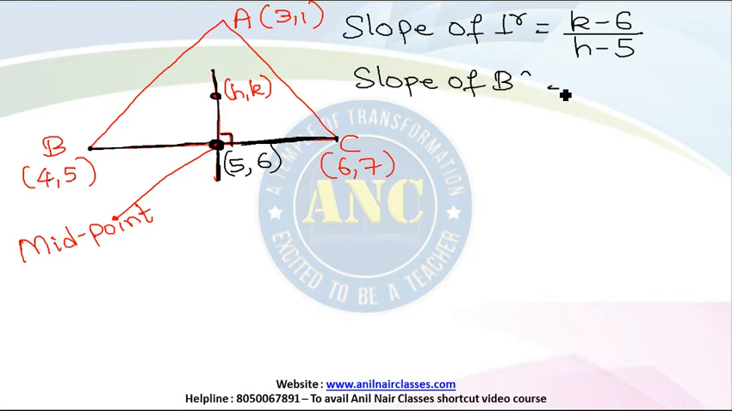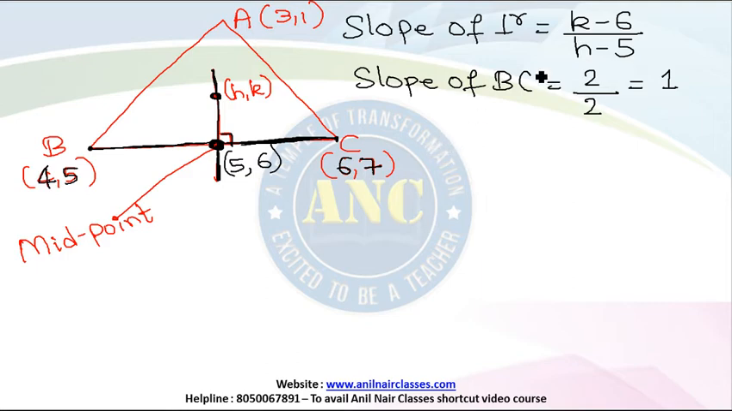Slope of BC is again y2 minus y1, it is 7 minus 5, which is nothing but 2, divided by x2 minus x1, it is 6 minus 4, again 2. 2 by 2 is nothing but 1. Now why did I take the slope of these two?